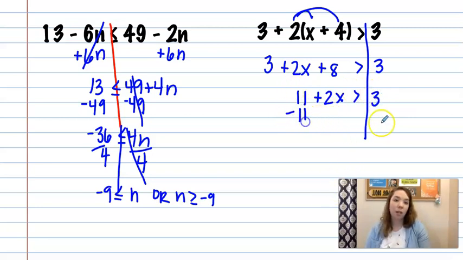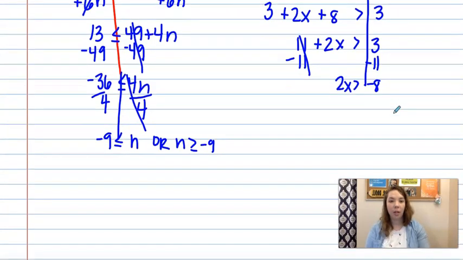So I'm going to subtract 11 from both sides. And then I'm going to divide by 2 on both sides. And at no point did I multiply or divide by a negative. This is a positive. It doesn't matter that 8 is negative. So I get x is greater than negative 4. All right, so there's those two.